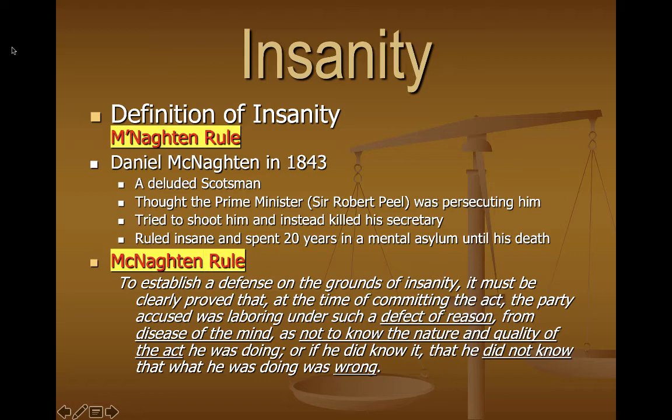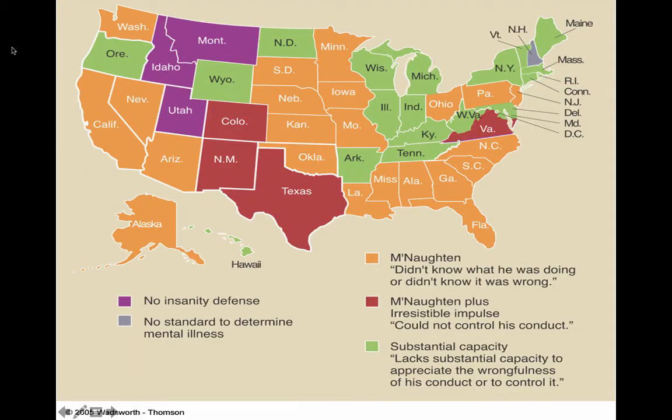The M'Naghten Rule is to establish a defense on the grounds of insanity. It must be clearly proved that at the time of committing the act, the party accused was laboring under such a defect of reason from disease of the mind as not to know the nature and quality of the act he was doing, or if he did know it, that he did not know that what he was doing was wrong.